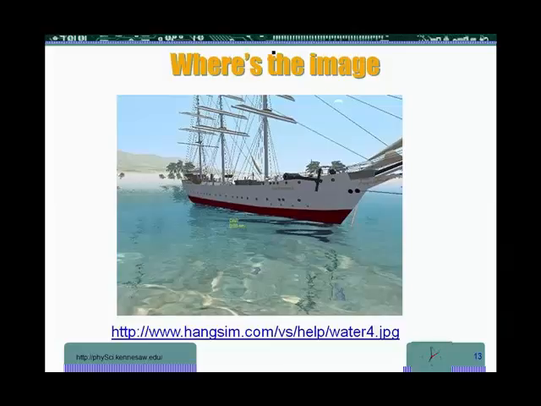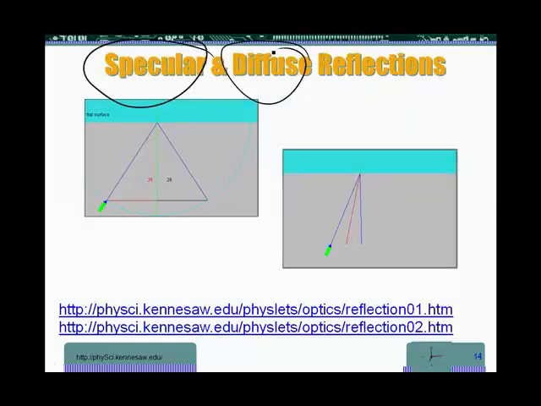Now, diffuse reflection is quite good, because if all reflections were specular, you would not be able to see an object unless you are sitting in a particular location relative to that object. Now, what I'm saying here: if an object is here and your light source is going to come from here, if we have only specular reflection, you are going to be able to see it only if you are here.